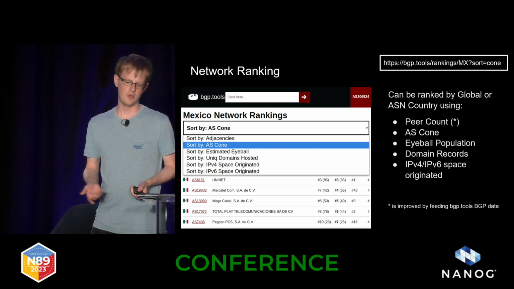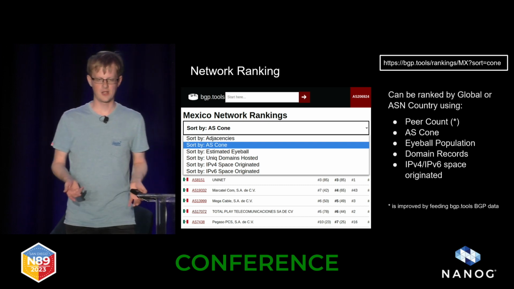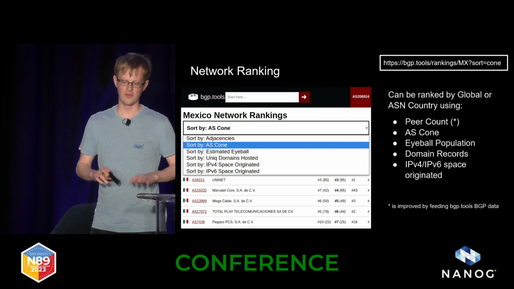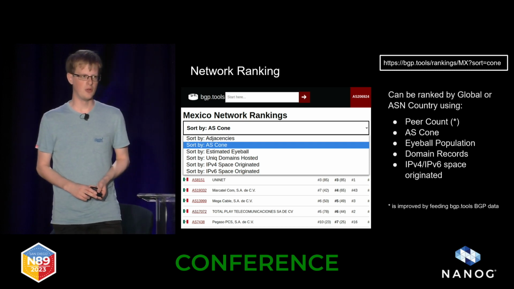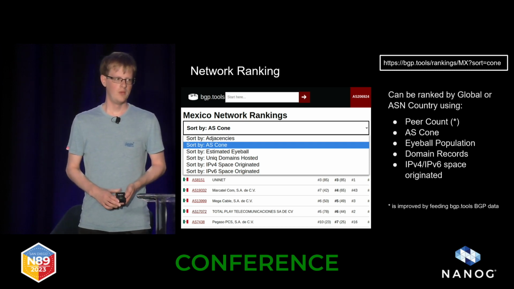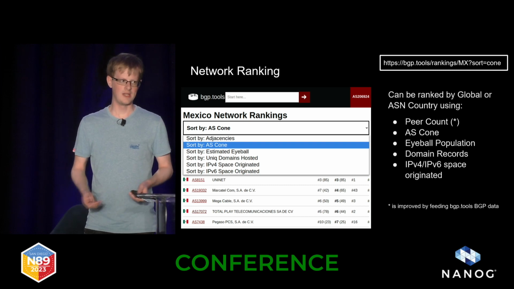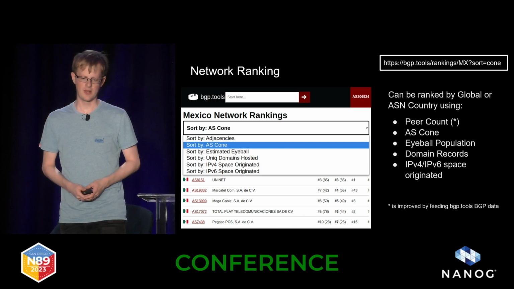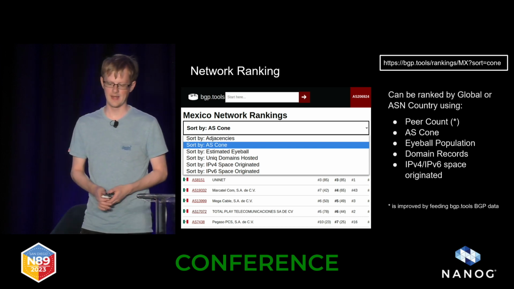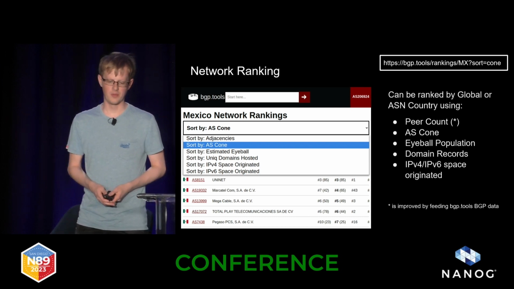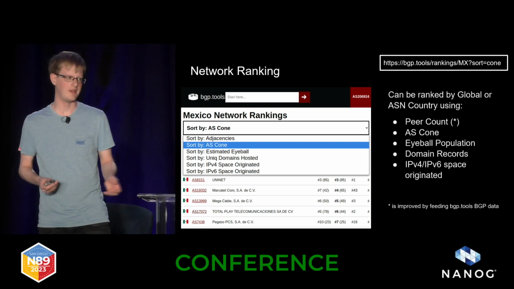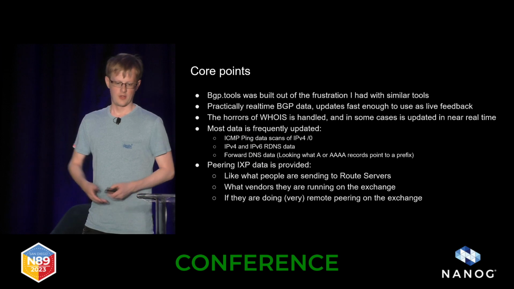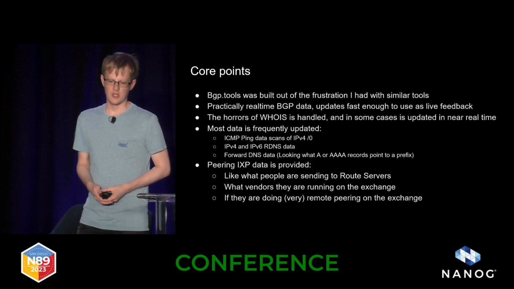But there are much more sensible ones, things like the AS cone, which is similar to how the CAIDA AS rank system works. But there are much more sort of fluffy ones, things like estimated eyeball population. So if you're looking for which networks carry a lot of eyeball traffic, you can see that in an estimated ranking, or which ones contain the most DNS records pointing into them. You can also figure that one out. And then finally, if you're looking for the ones that just have huge amounts of IPv4 and IPv6 resources announced, I've got you covered.